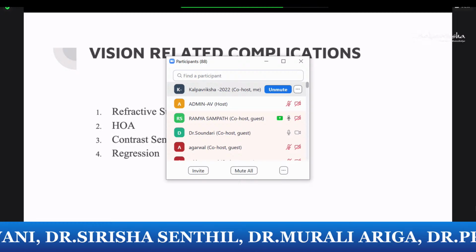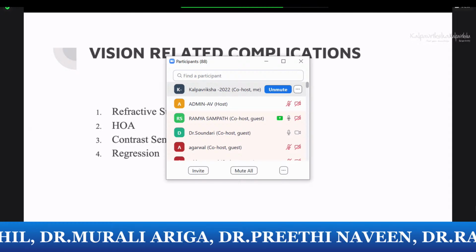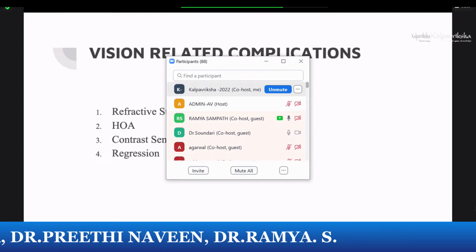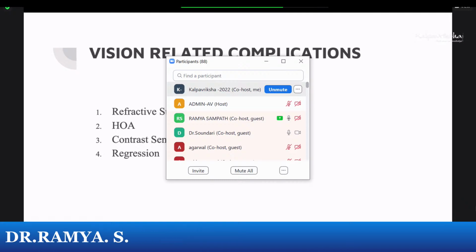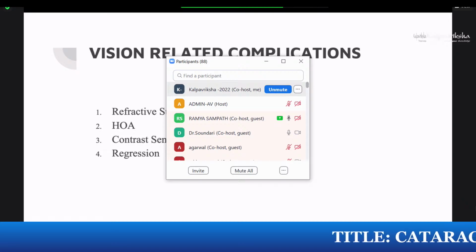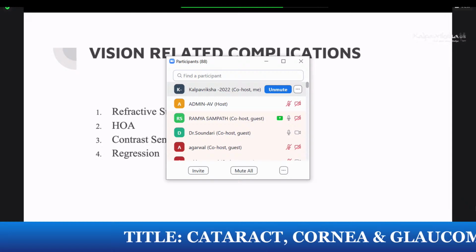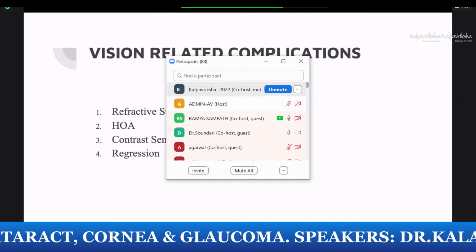Vision-related complications, like any other refractive surgeries, include refractive surprises, overcorrection or undercorrection. Increase in higher order aberrations such as induced coma when we have a more decentered lenticule, or increased spherical aberration, leads to poor visual quality like glare, halos, and it affects the contrast sensitivity also.